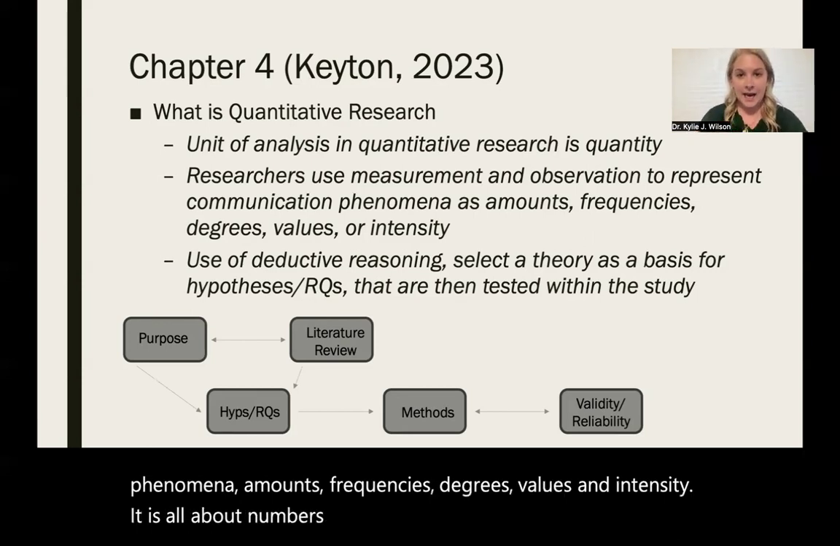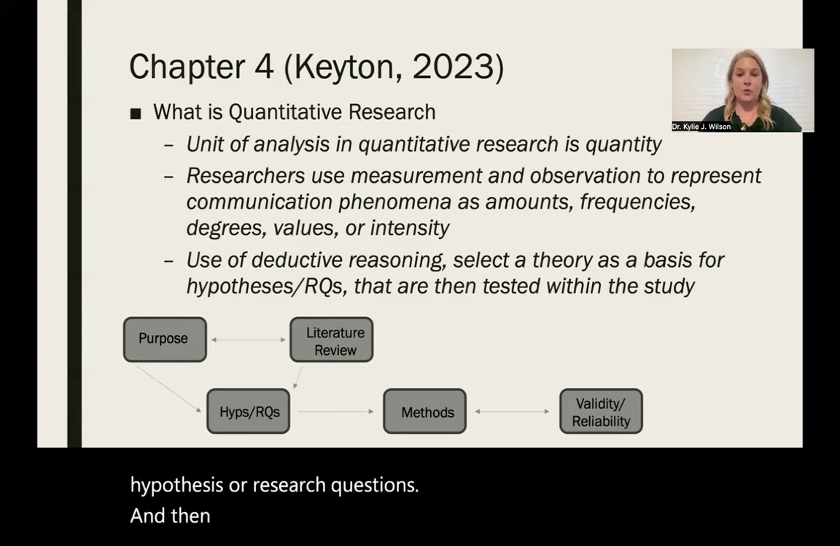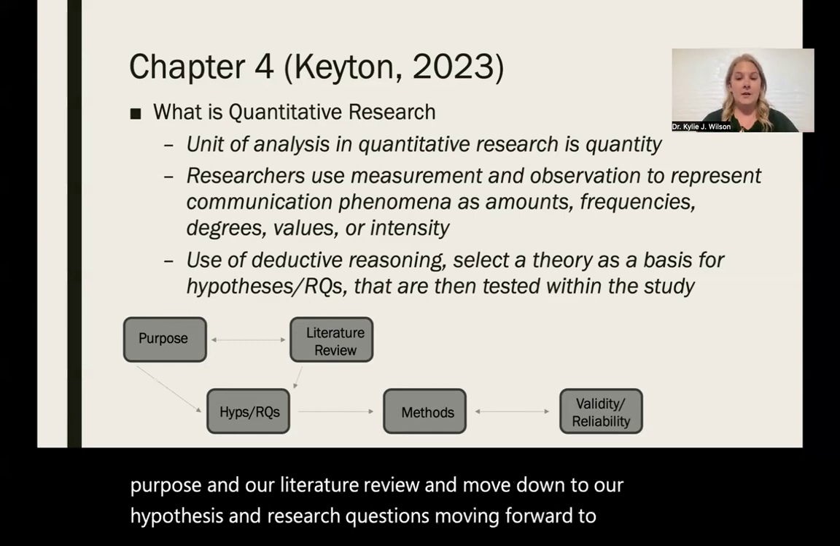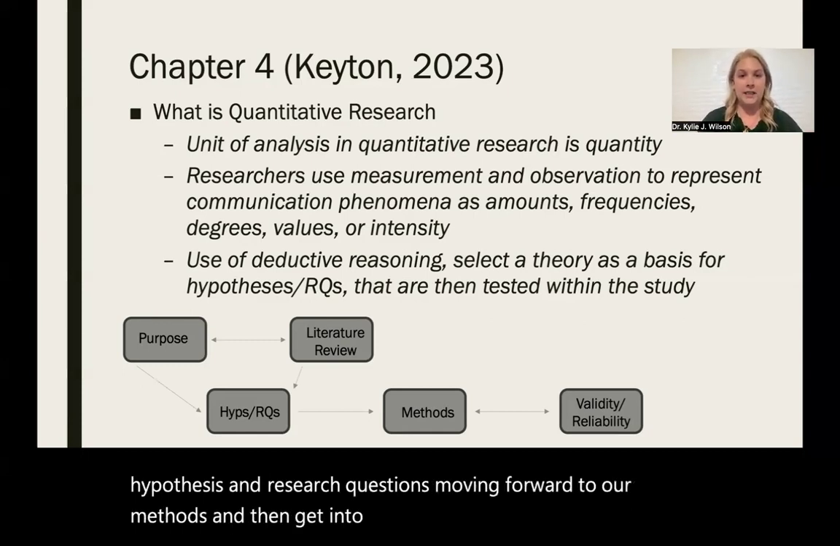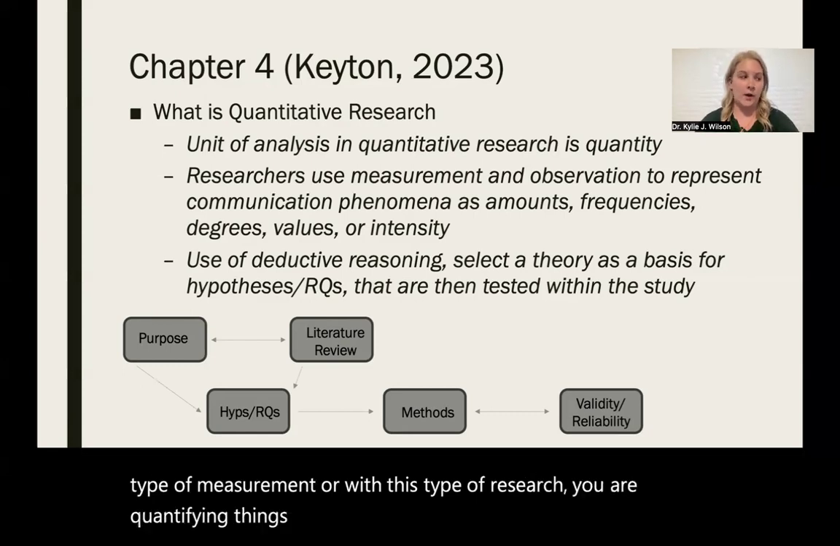And with this type of measurement, we use deductive reasoning. So we select the theory as a basis for hypotheses or research questions, and then we test that within the study. So we start with our purpose and our literature review and move down to our hypotheses and research questions, moving forward to our methods, and then get into validity and reliability as well. With this type of research, you are quantifying things, which is why it is all about numbers. So think about your topics.